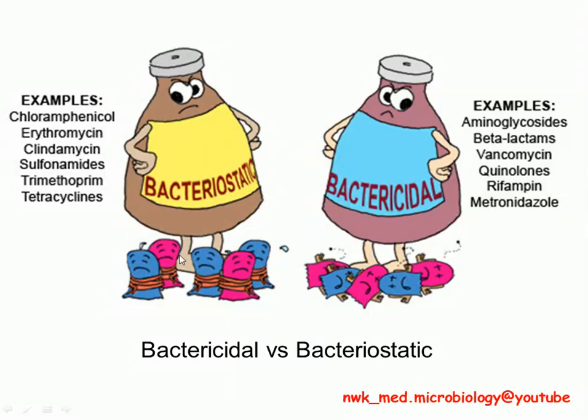Bactericidal will kill the bacteria, but bacteriostatic doesn't kill the bacteria. It just inhibits the bacteria from continuing to grow. So these are examples of antibiotics that have this bacteriostatic property, while these are examples of antibiotics that show bactericidal property. However, one thing you should bear in mind is that it doesn't mean that, for example, erythromycin.